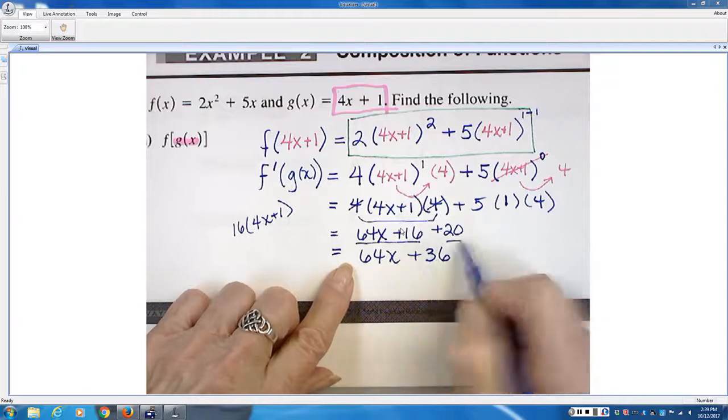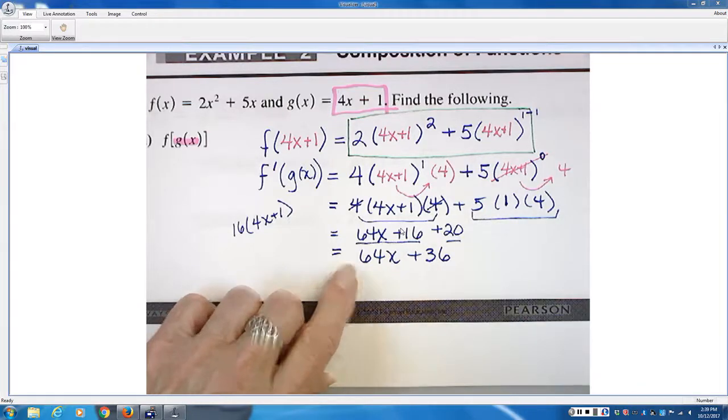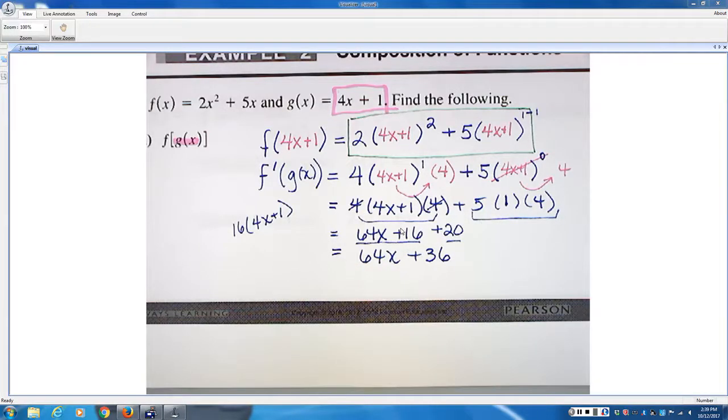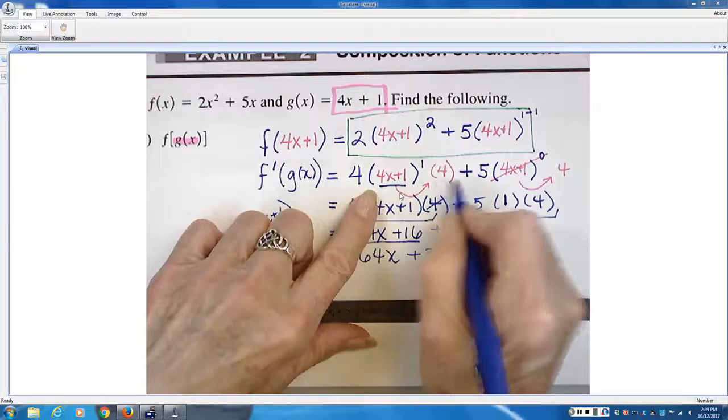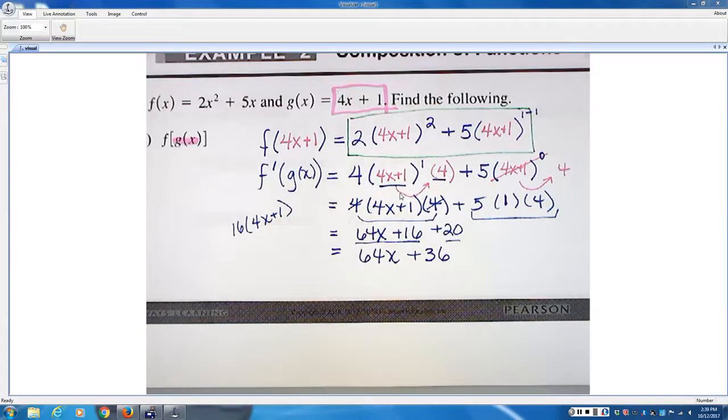And then this is from here. Okay? And where did the additional 4 come from? Because it's the derivative of the inside of the function. That's the chain rule part. Okay? Any more questions? Anything you don't understand? Do I need to explain it over again?